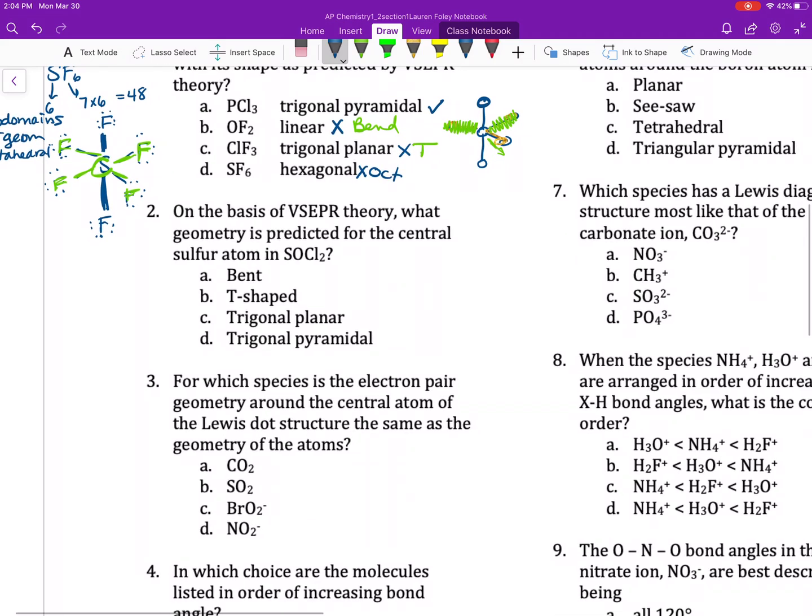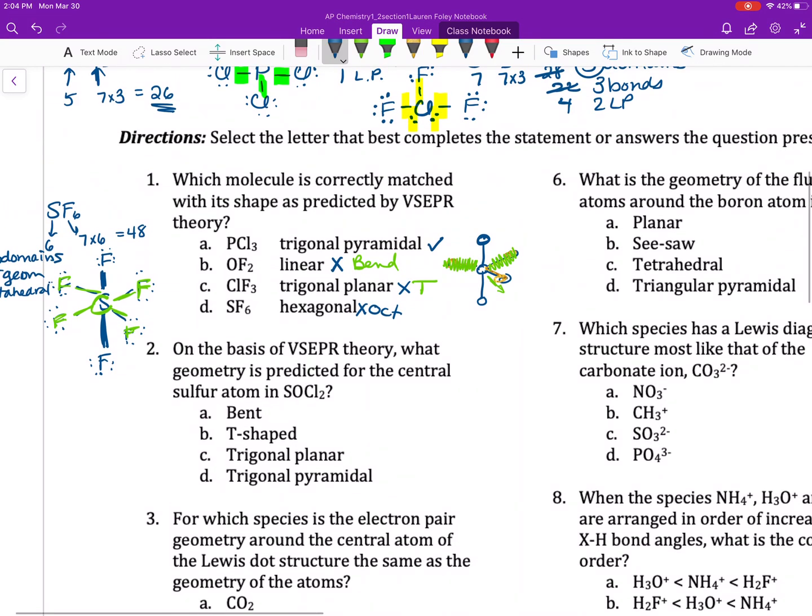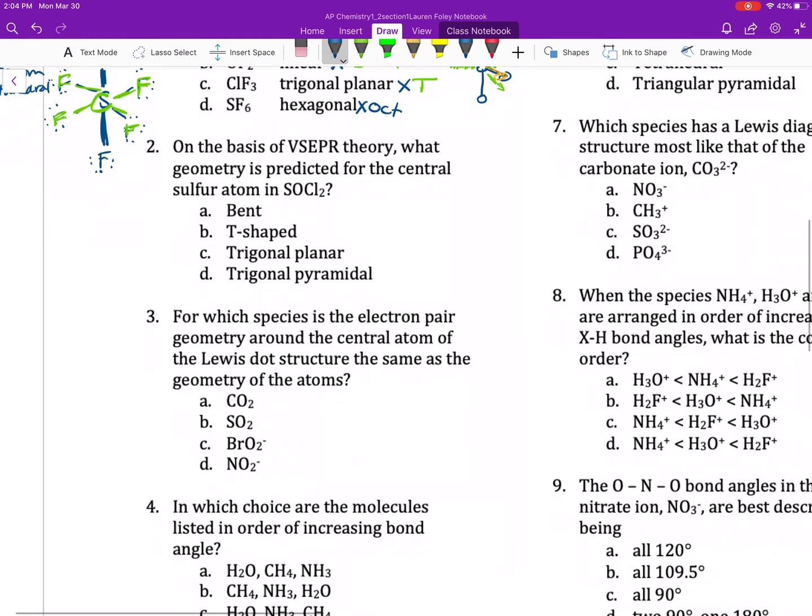For number 2, this one's tedious, of course, because the first answer was the right one, so yay, but you kind of have to go through all of them. They're giving you a molecule and these options, which is nice. Based on VSEPR theory, what geometry is predicted for the central sulfur atom in SOCl2? They're telling you the sulfur goes in the center. So let's count. 6 valence electrons for sulfur, 6 for oxygen, a total of 14 valence electrons for chlorine. So 14 plus 12 is 26 electrons needed.